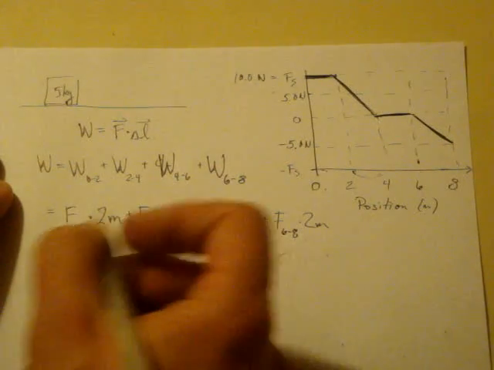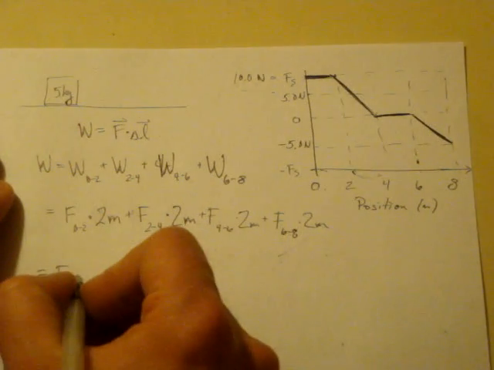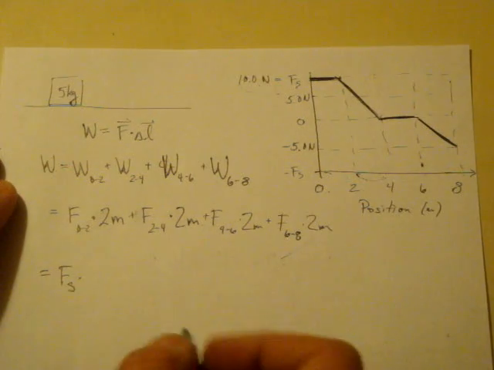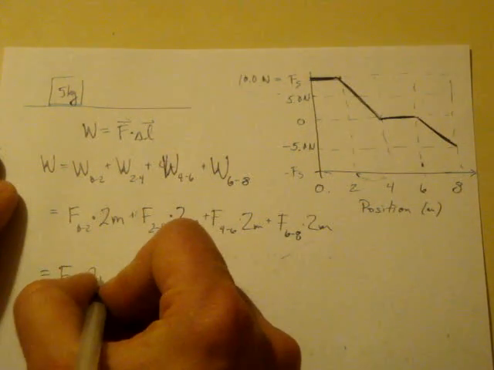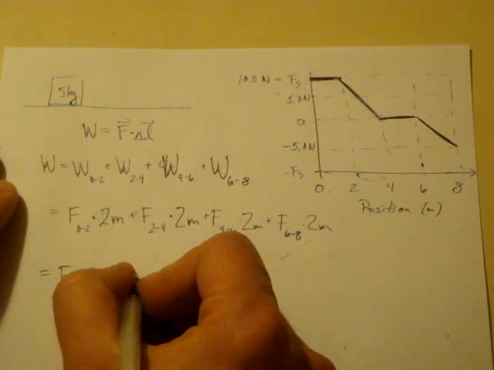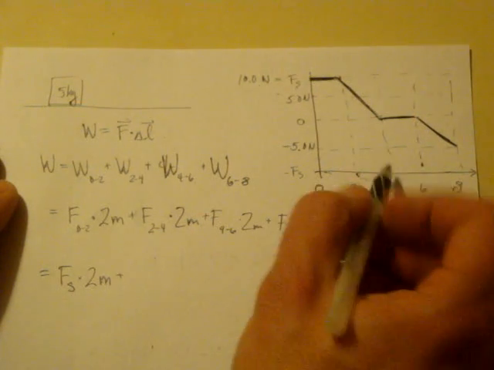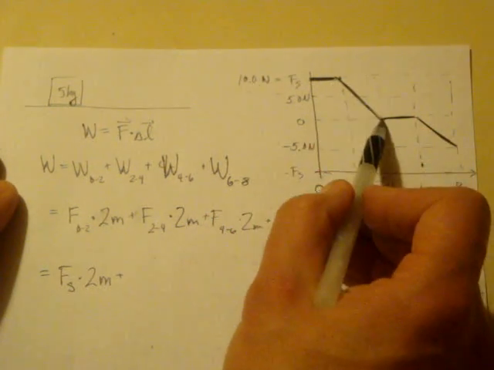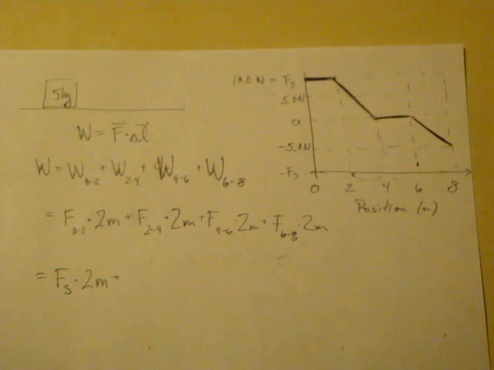It's F sub s. And I could plug in 10 newtons if I wanted to at this point. I'm just going to leave it as F sub s, because I think it's a nice generic value. So times 2 meters, plus the force between 2 and 4 meters, which it seems like it's changing. So you might feel, oh, well, it's not a constant value anymore. We need to be able to integrate it.